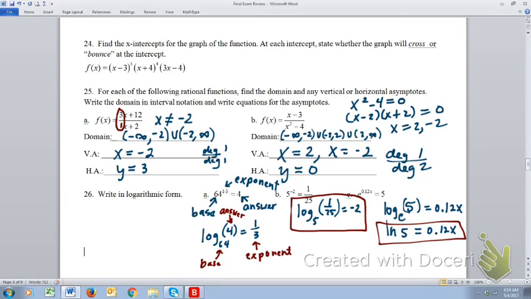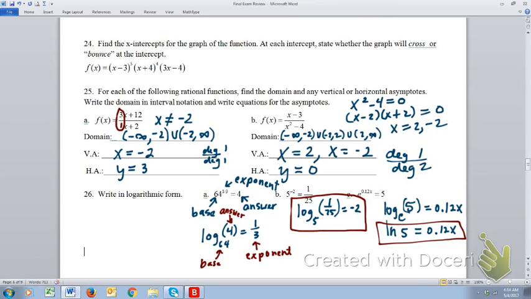Alright, I actually skipped 24, so I'm coming back to 24 and then we'll go on to 27. On number 24, it says find the x-intercepts for the graph of the function. At each intercept, state whether the graph will cross or bounce at the intercept.